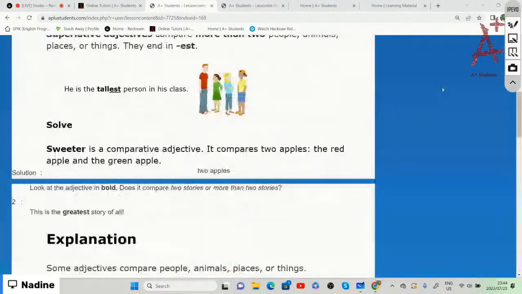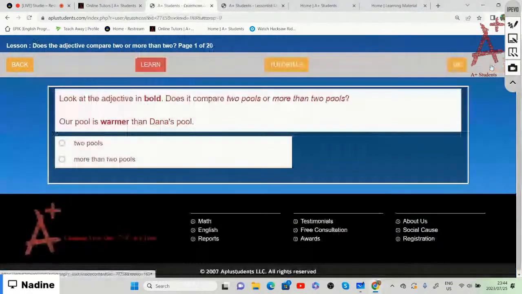All right. So now we're going to do our test, right? And with our test, it says you need to look at the adjective in bold. Does it compare two pools or does it compare more than two pools? Our pool is warmer than Dana's pool, right? So does it compare two pools or more than two pools?